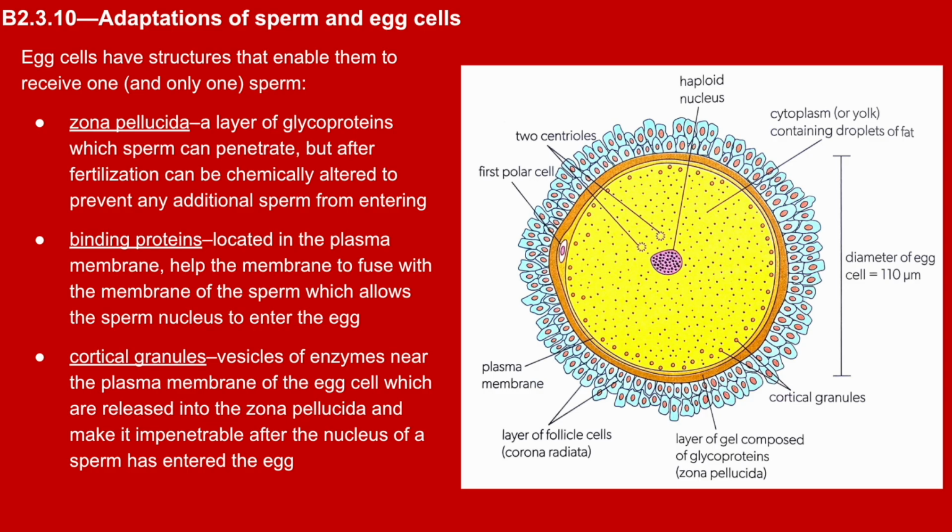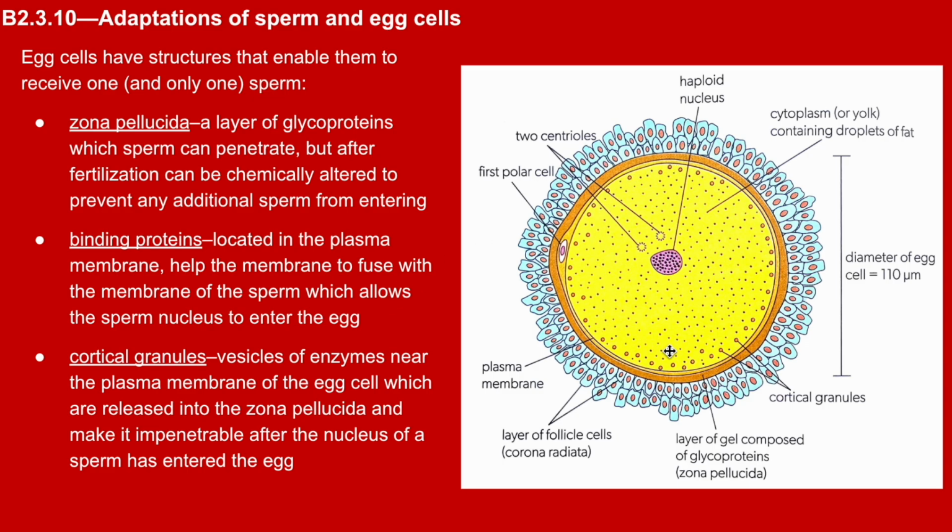Okay, egg cells. It's going to be very important that only one sperm is able to enter the egg. If more than one sperm enters, it becomes inviable. And so there are going to be some mechanisms that only allow for one. First up, surrounding the egg cell is the zona pellucida, a layer of glycoproteins that sperm can penetrate, but after fertilization, it's chemically altered to prevent additional sperm from entering. Okay, we have binding proteins located in the plasma membrane that help the membrane fuse with the membrane of the sperm, allowing the nucleus to enter the egg.